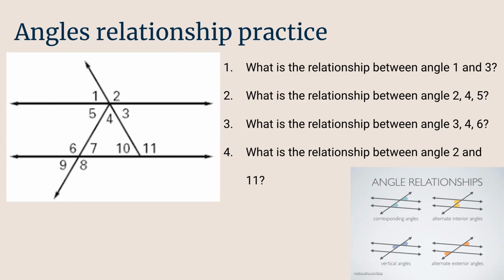Okay, so for number 1, the relationship between angle 1 and 3, you can see that they're directly opposite of each other. So in this case, they would be vertical angles. For number 2, what is the relationship between angle 2, 4, and 5?